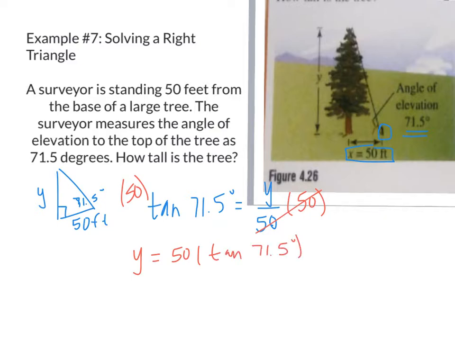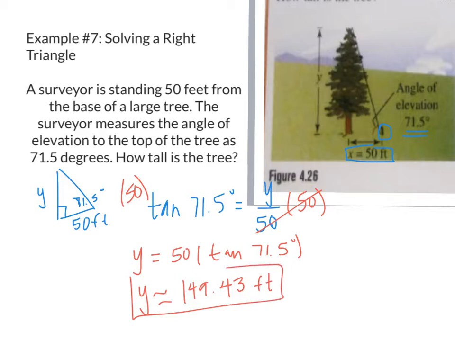Again, you need to be sure that your calculator is set to degrees. The mode is in degrees. And so if you type this all into your calculator as is, you'll get y as about 149.43. And the measurement we were given was feet, so it's in feet. And we are done with example 7.